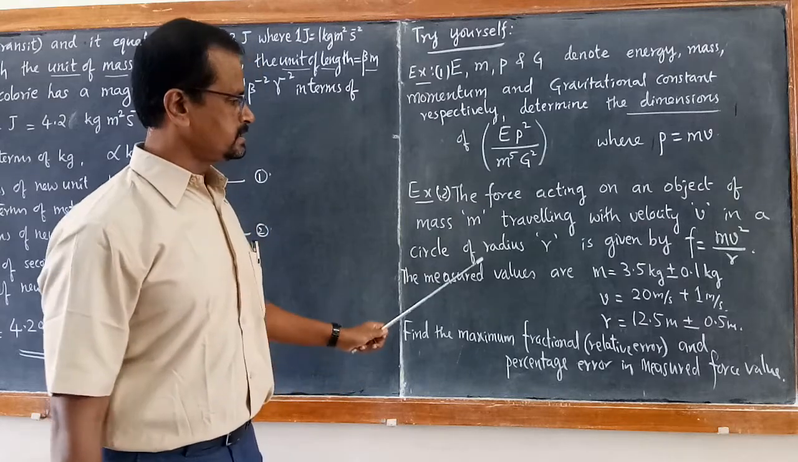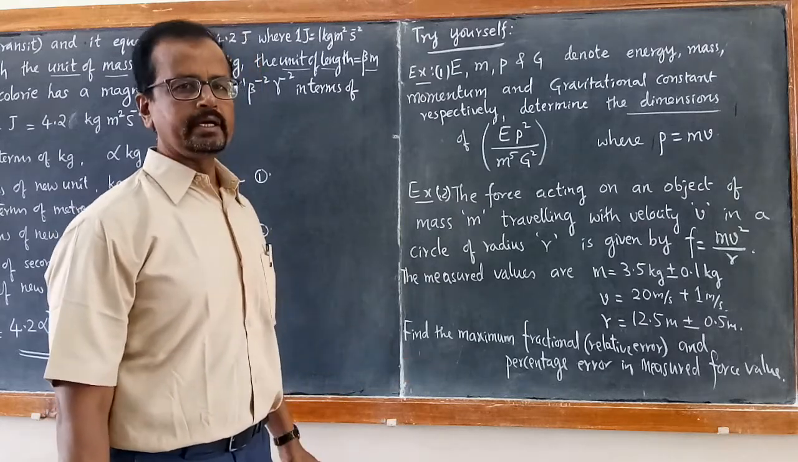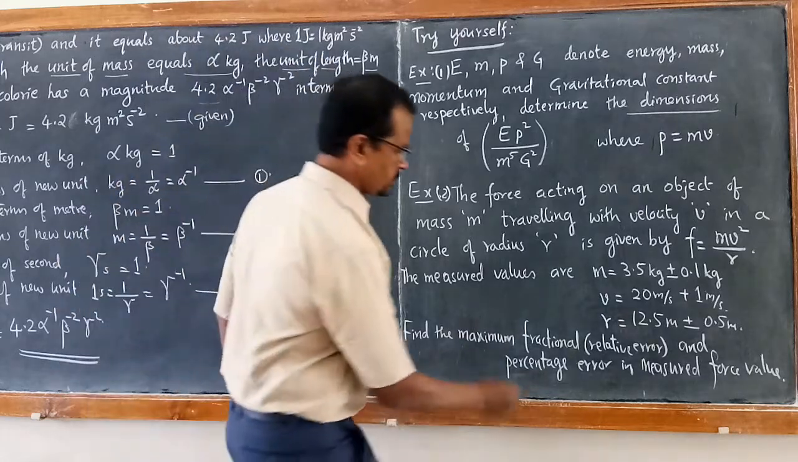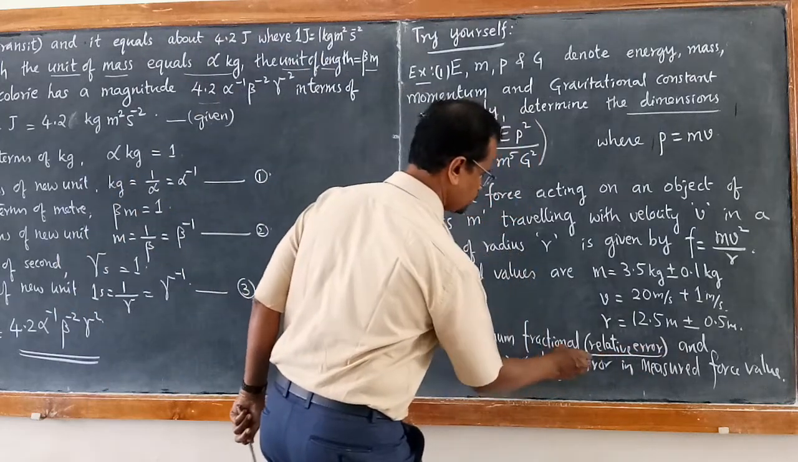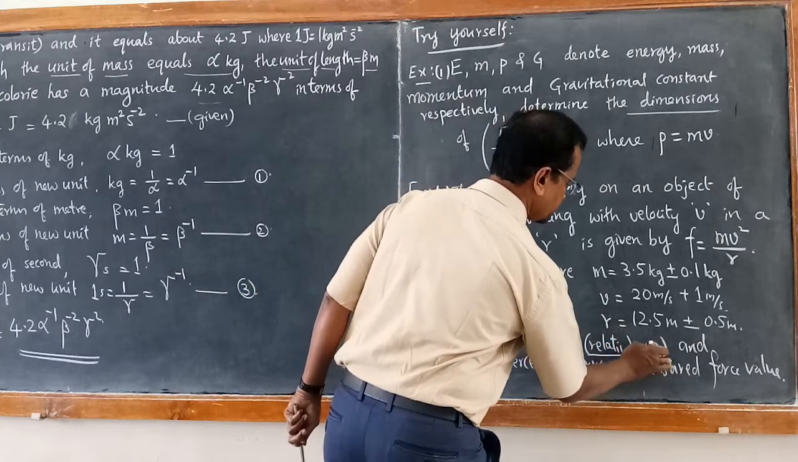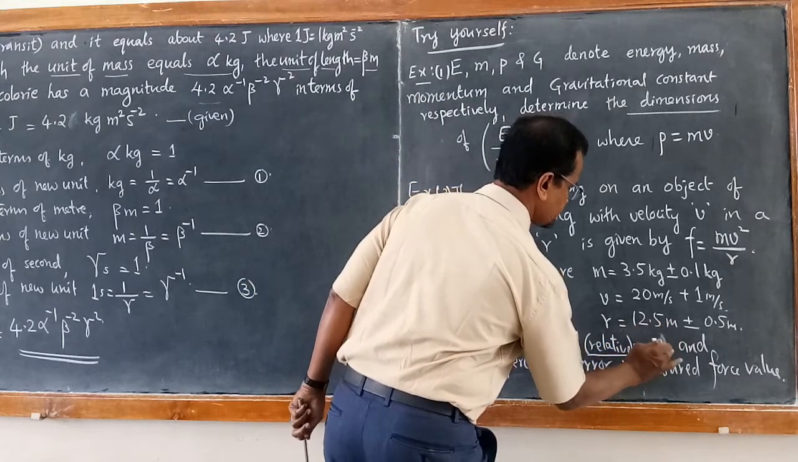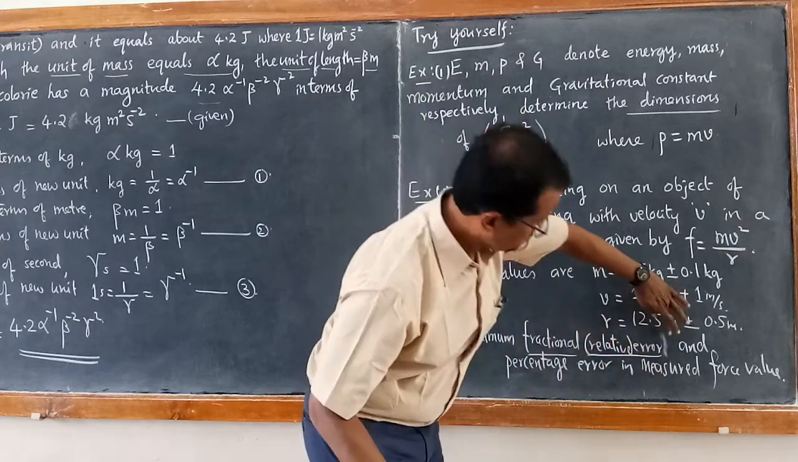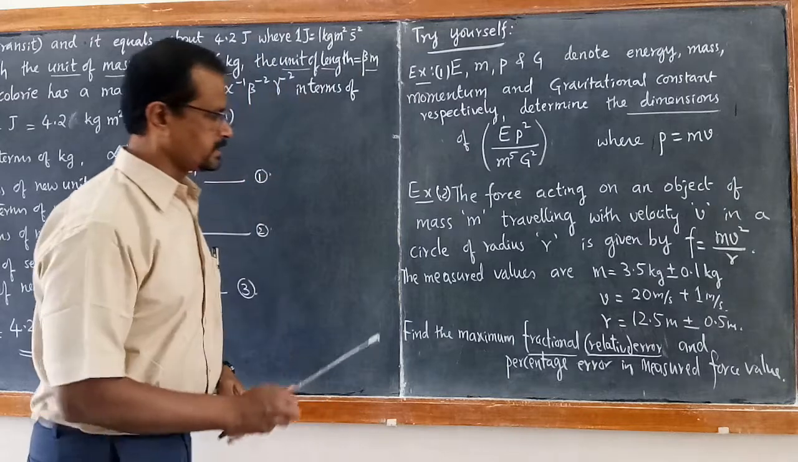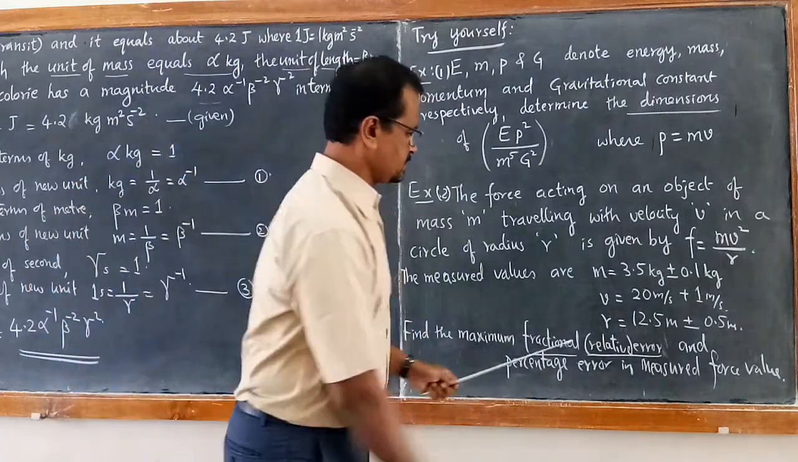Second one, this is calculation of again relative error and percentage error. Relative error is also called fractional error. Both are the same. In some books it is taken as fractional error, in some books it is taken as relative error.